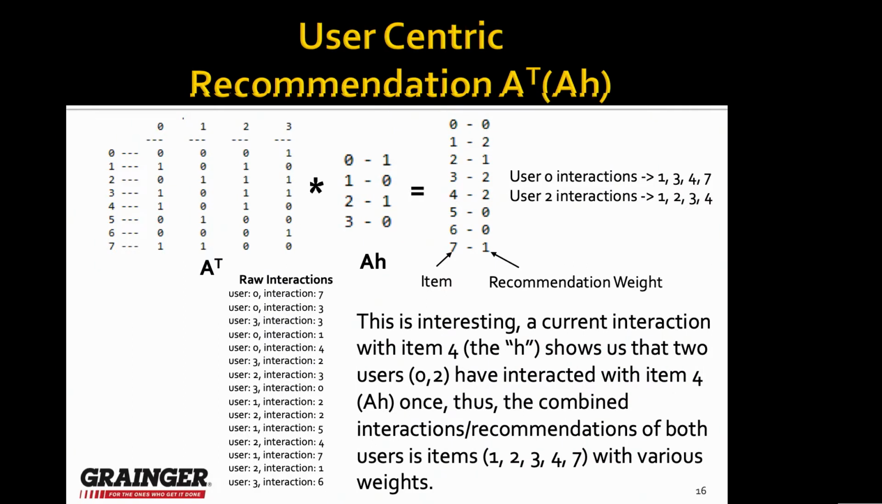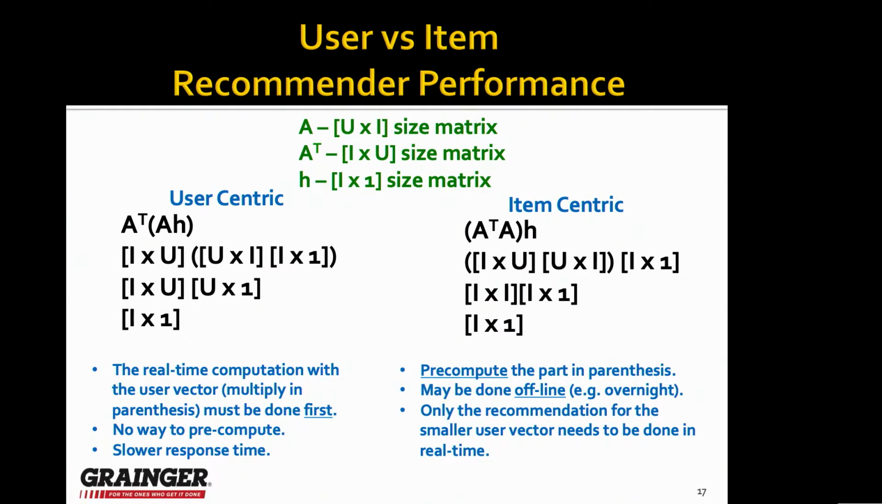A lot of interesting stuff on this slide, but let's take a look at what's going on. We got this user-centric recommendation on the left, A transpose A h. We got item-centric A transpose A h. But notice the order of operations is different. On the left-hand side, we do A h first. Now remember, h was our input vector, our user interaction vector. But we can't do anything until we do that first multiply by the user vector.